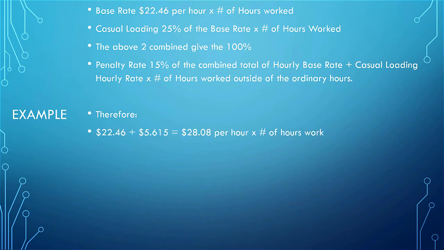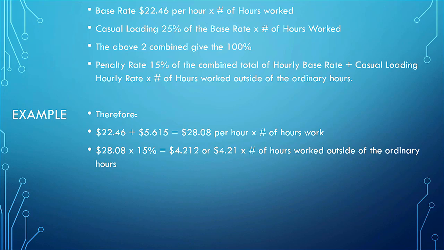So say the base rate is $22.46 plus 25% casual loading, which equals 5.615, which equals $28.08 per hour, times by the number of hours worked. $28.08 by 15% equals $4.212 or $4.21, multiplied by the number of hours worked outside of ordinary hours. We break it down even further.